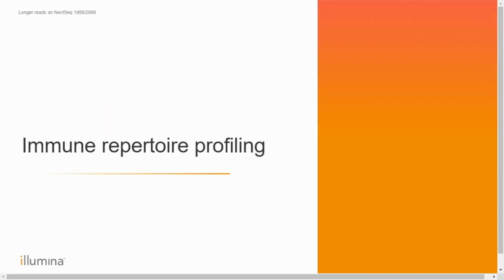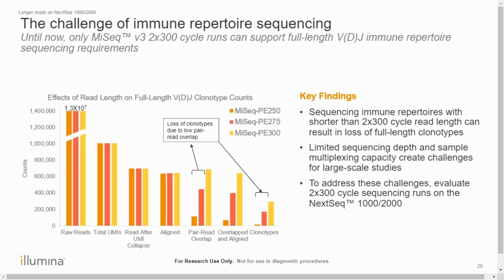Transitioning away from metagenomic samples, immune repertoire profiling is another method that is seeing strong use in the first 6 months of these new longer read kits on the NextSeq. Immune repertoire profiling of the full VDJ region is an application that requires a full 600 cycles of sequencing, or a 2x300 base pair run. And like 16S, until now this has historically only been possible on the MiSeq V3 kit.